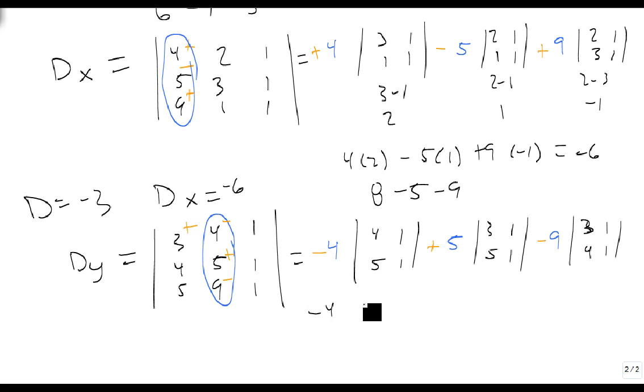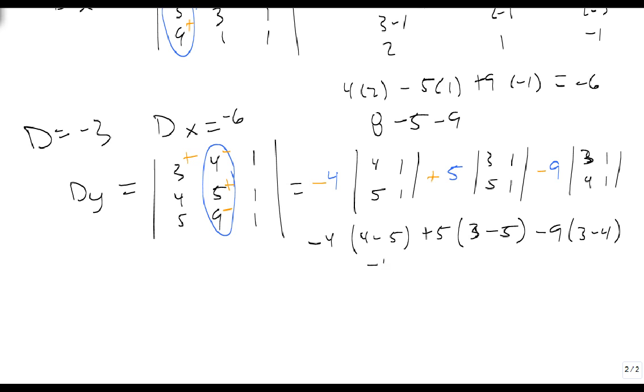Well, in this case, we're going to get minus 4 times 4 minus 5, plus 5 times 3 minus 5, minus 9 times 3 minus 4. Well, that's a minus 1, a minus 2, and a minus 1. So minus 4 times minus 1 is 4. 5 times minus 2 is minus 10, and minus 9 times minus 1 is plus 9, which is 3. So now we know D is minus 3, Dx is minus 6, and Dy is 3.